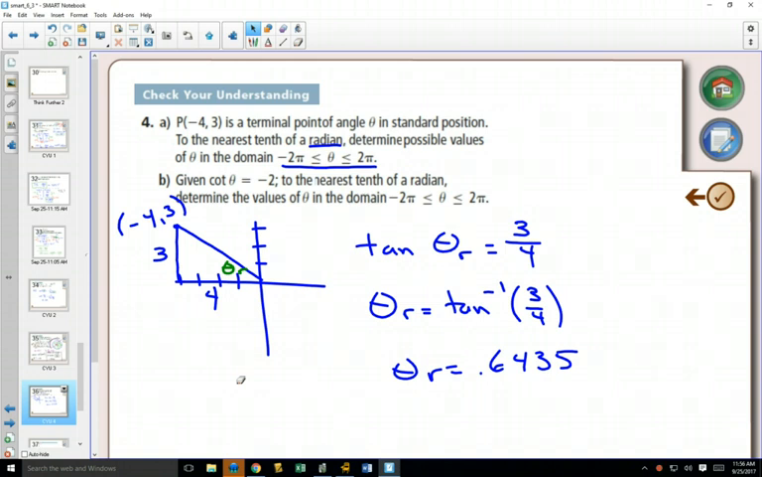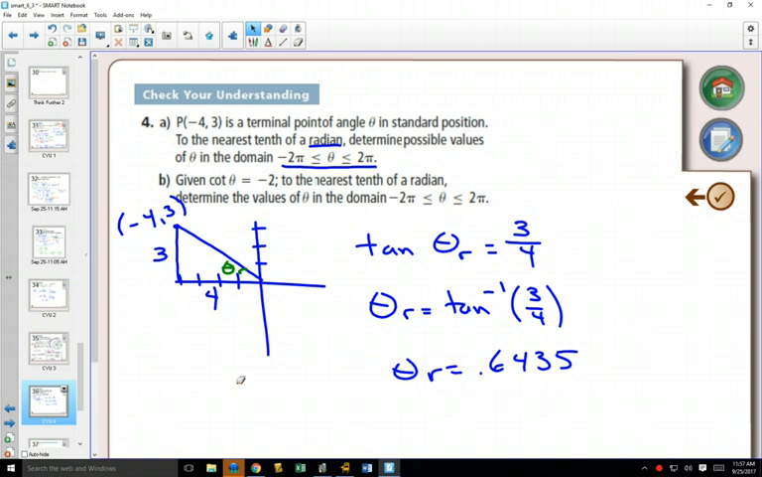So what's pi? Pi is 3.14. Take 3.14 and divide it by 2. That's 1.57. Is this answer between 0 and 1.57? Yes. So it is a legitimate reference angle. Now, to find all of our answers, when I've got a domain between negative 2 pi and 2 pi, I personally like to, with my diagram, split it up into positive angles and negative angles.